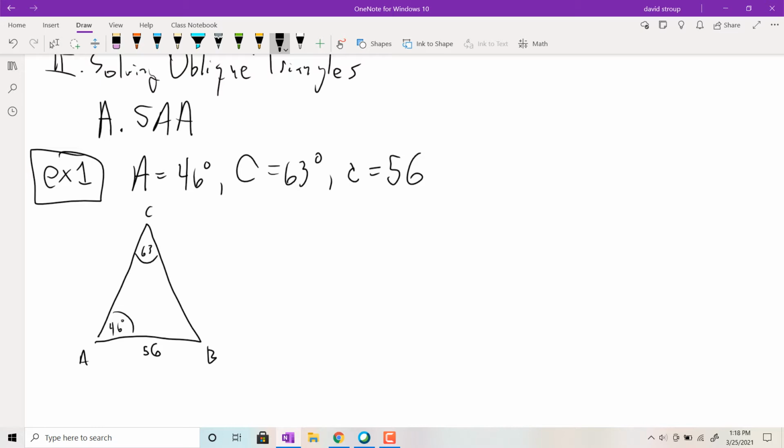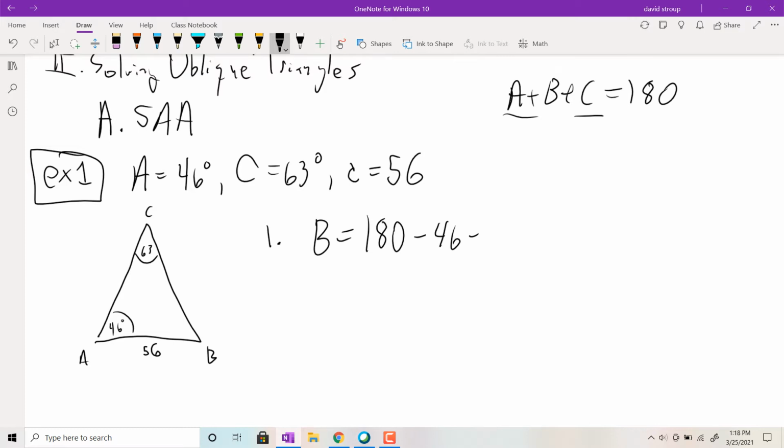So the first thing you want to do is get the low-hanging fruit, so to speak. You know the sum of the interior angles of a triangle. In other words, if you take A plus B plus C, that will equal 180. So if you know A and you know C, you can solve for B. B will just equal 180 minus A, which is 46, minus C, which is 63. So we automatically get B for almost no work whatsoever.